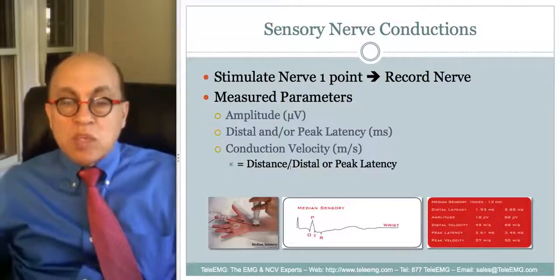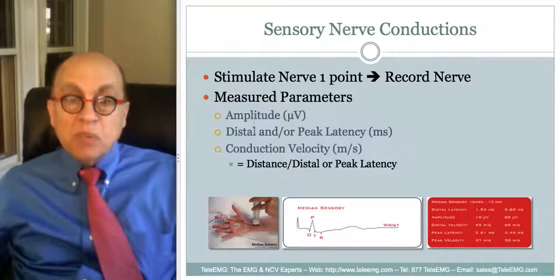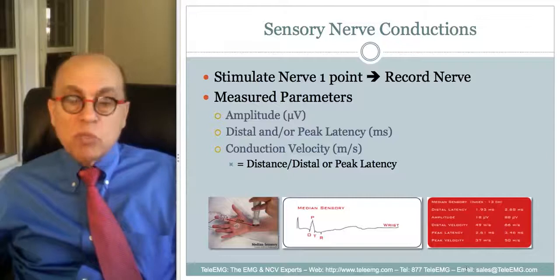So that's what this looks like. See this red thing here? That's the normal values. In other words, I'm going to compare what I found here in amplitude, in latency, and in conduction velocity to those obtained in normal individuals. And that's how I know if what I recorded is normal or abnormal.